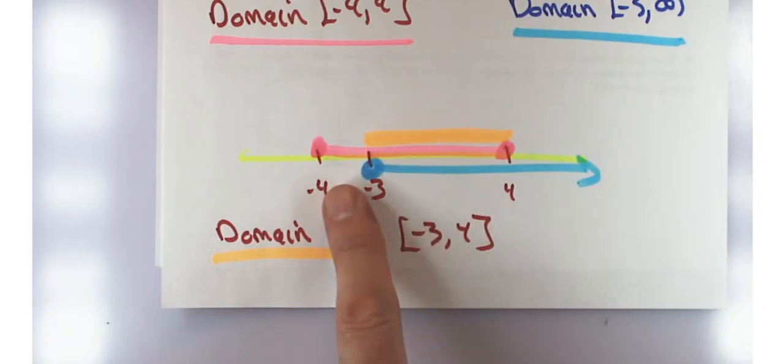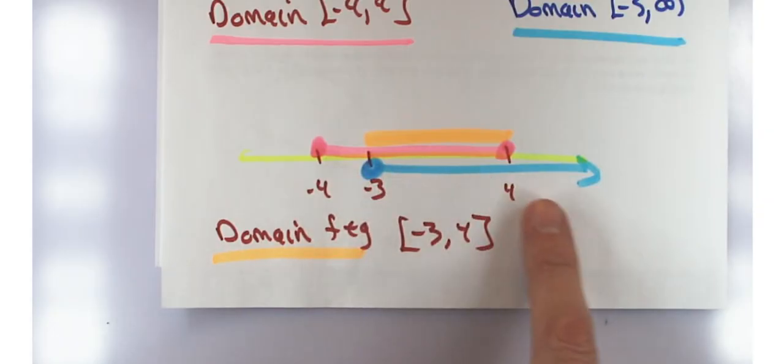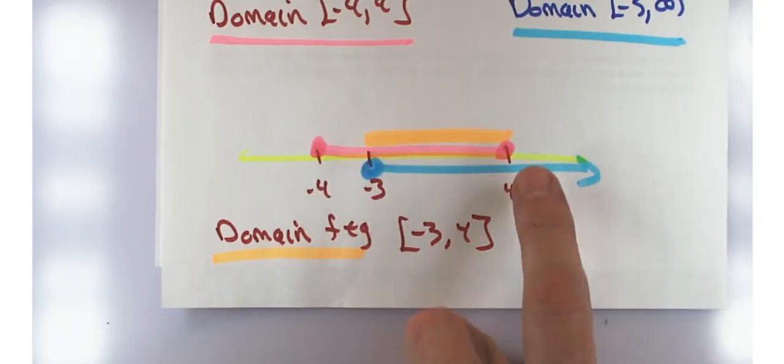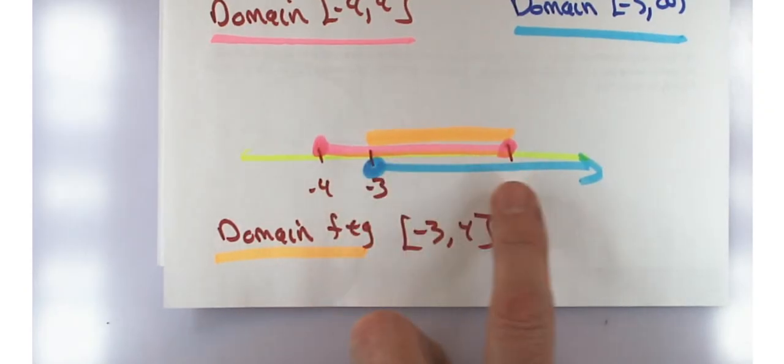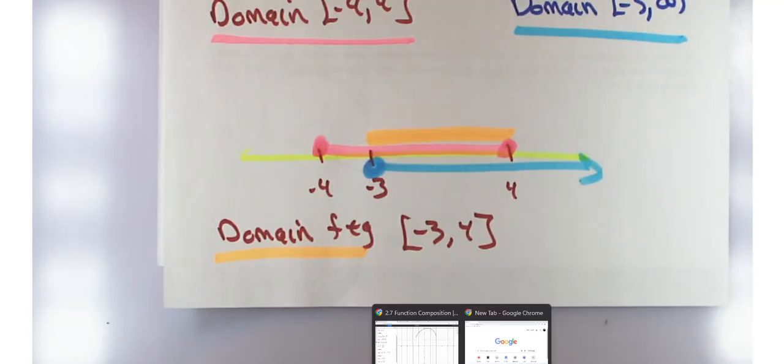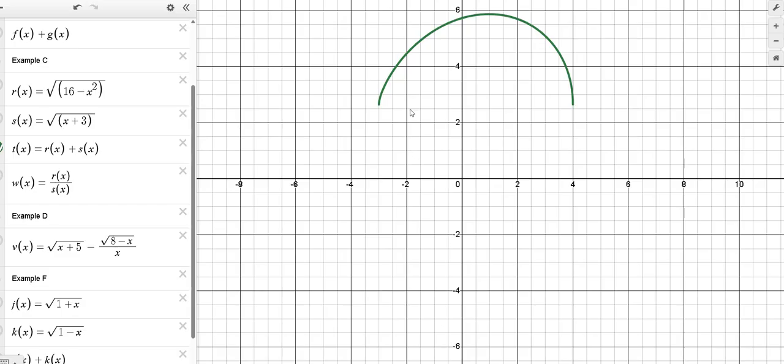To the left of -3, the second function is not defined. To the right of 4, the first function is not defined. So if you look back at this graphically, notice that it's defined at -3 all the way up to +4. Beautiful.